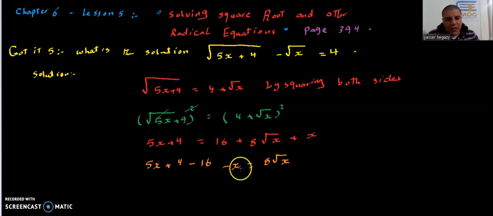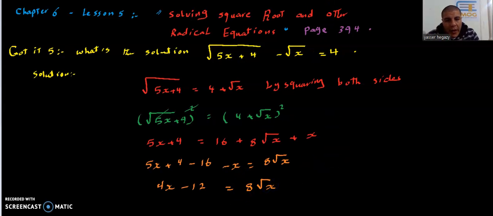Why, Mr., didn't we transpose the square root of x as in the previous problem? When we transposed it there, we didn't find like terms, so we re-transposed it again. So, in one step: 5x minus x will be 4x, 4 minus 16 will be negative 12, is equal to 8 the square root of x.